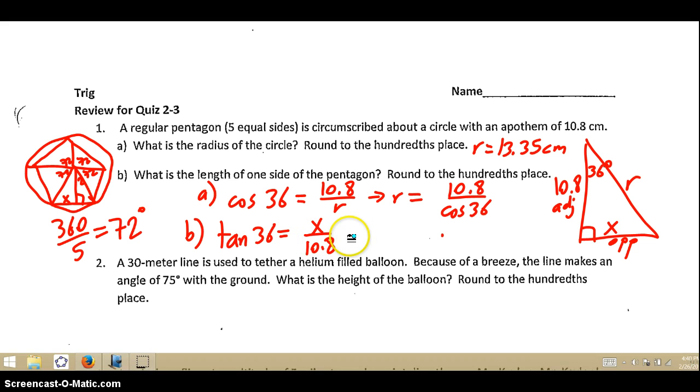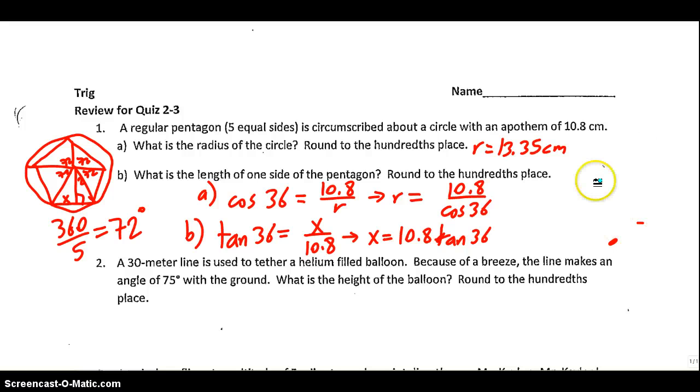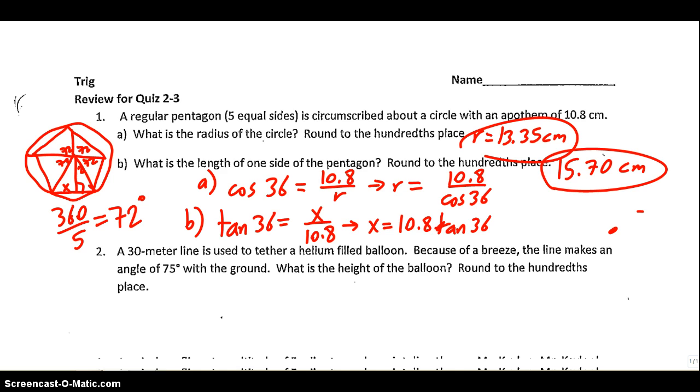So tangent of 36 equals opposite over adjacent. This time you don't have to do the switch. X will just be 10.8 times the tangent of 36, and that gives you the length here, at least half of the length, of 7.85. Okay, but again, we have to double that because that's only half of the side length. So if you double it, the side ends up being 7.85 times 2 ends up being 15.70 centimeters. So there's your 2 answers.